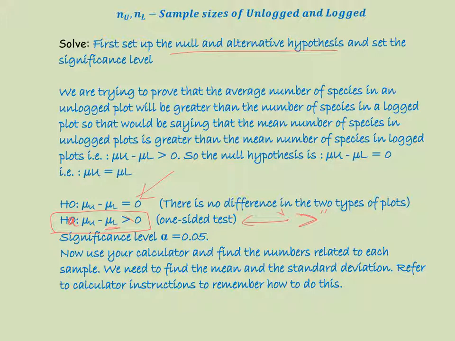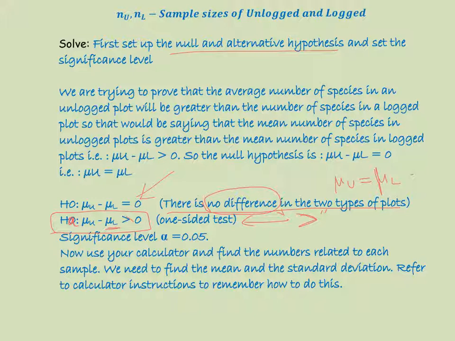What is our null hypothesis? The null hypothesis, what we're trying to disprove, is that there is no difference. It's usually a no difference statement. There's no difference in the two types of plot, which means the mean that we get from the unlogged has to equal the mean that we get from the logged. Or when we take the difference of the two, mu U minus mu L has to equal 0.